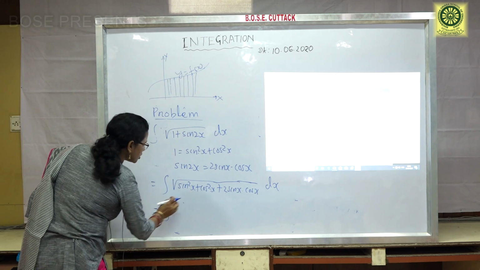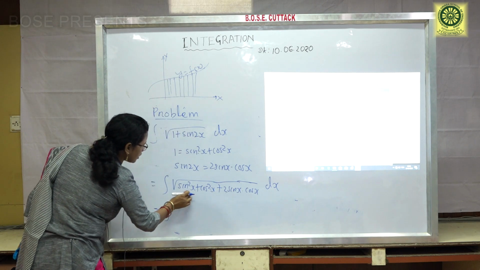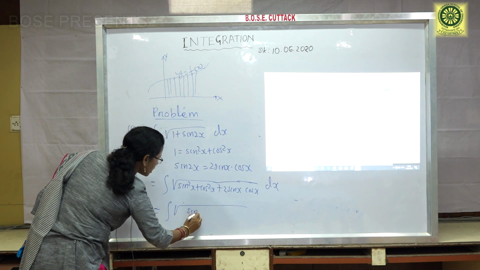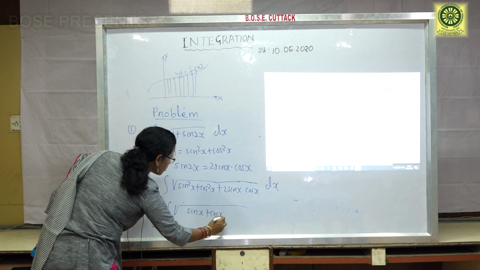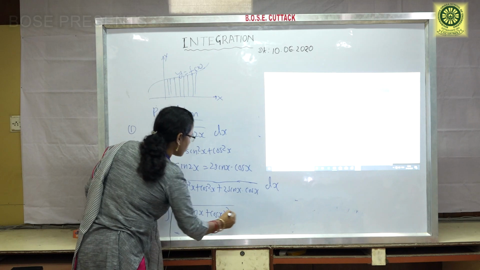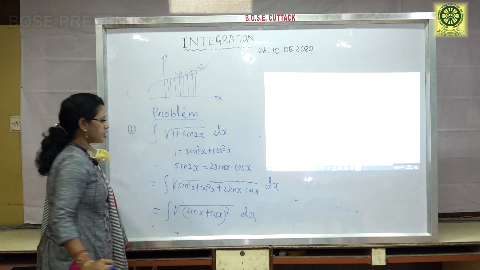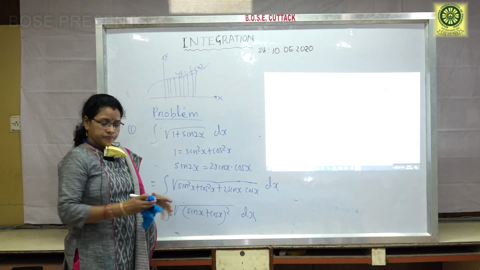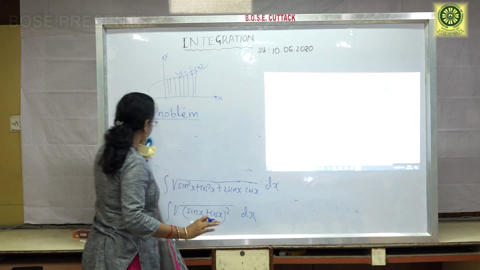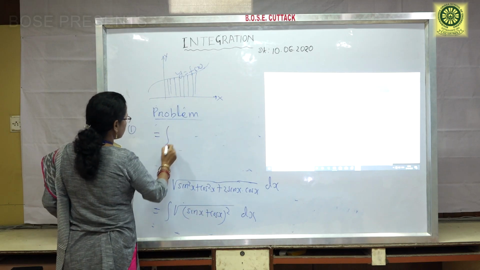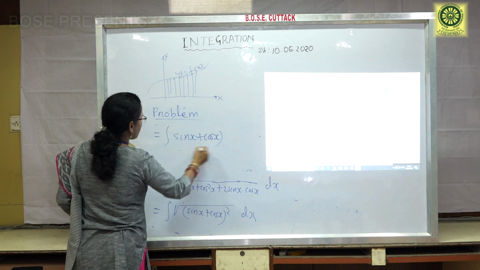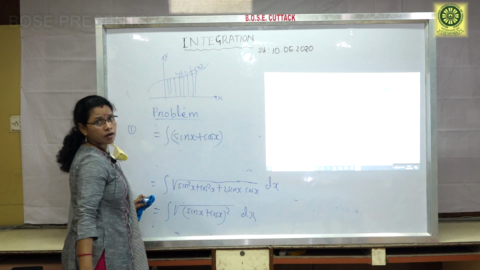Now you can observe that the expression under the square root can be written as the whole square of sin x plus cos x. Then we have to just integrate this with respect to x. After simplification, you will get this is equal to the integral of sin x plus cos x, as the square and square root cancel out.